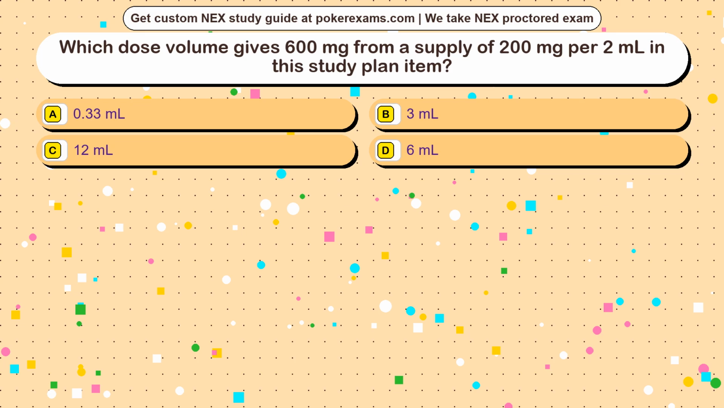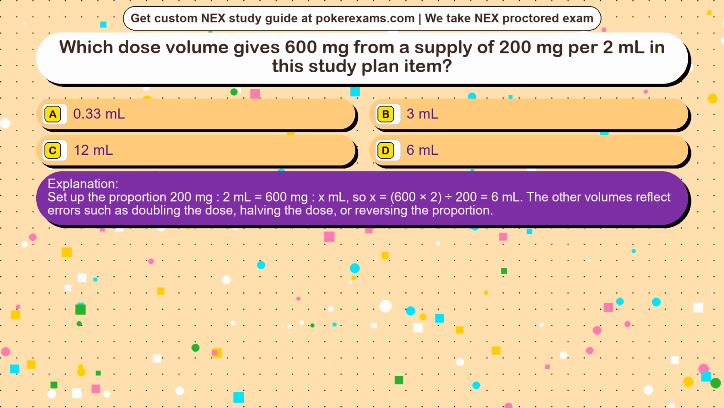The correct answer is option D. Set up the proportion 200 mg over 2 ml equals 600 mg over x ml, so x equals 600 times 2, divided by 200 equals 6 ml. The other volumes reflect errors such as doubling the dose, halving the dose, or reversing the proportion.